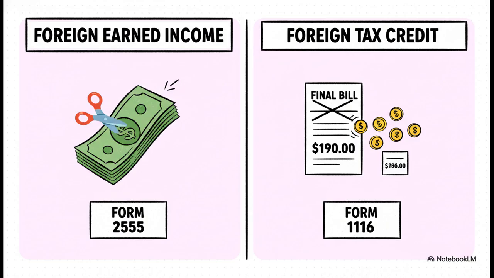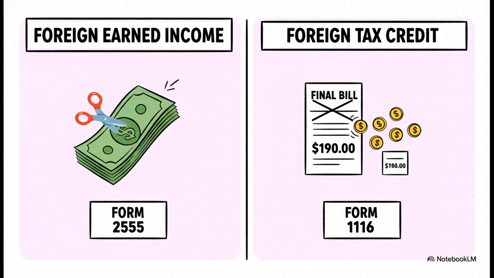On one hand, you've got Form 2555 and the Foreign Earned Income Exclusion, or FEIE. This one's like a gatekeeper. It just takes a big chunk of your foreign income and says, nope, we're not even going to look at this for U.S. tax purposes. It literally shrinks the pot of money that can be taxed.